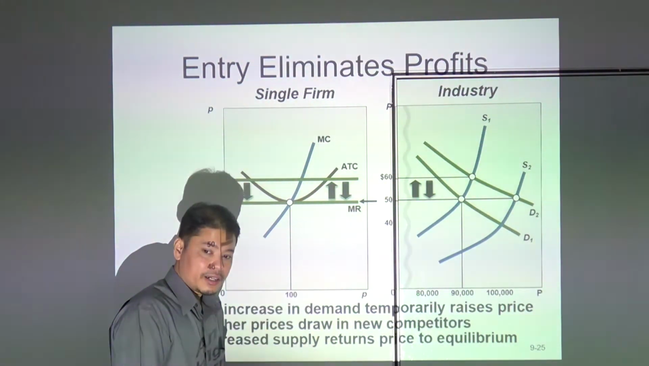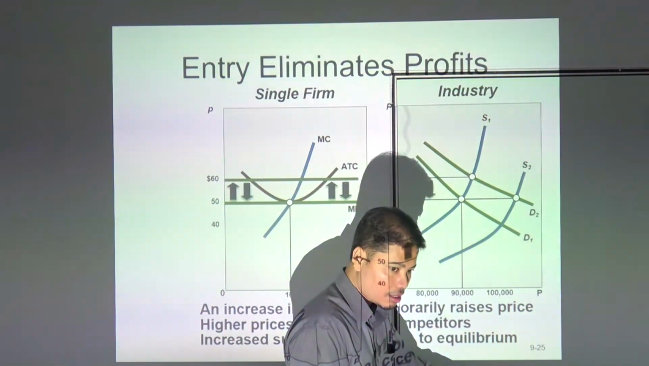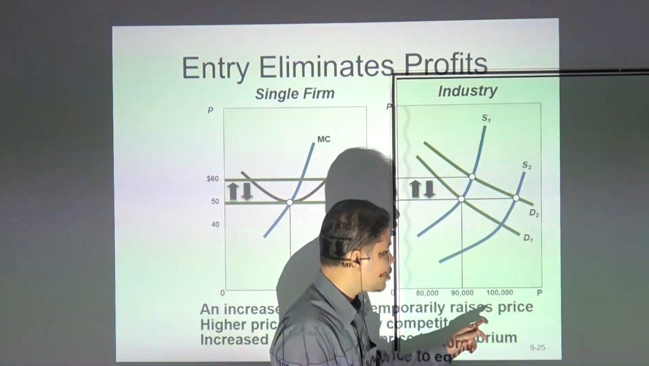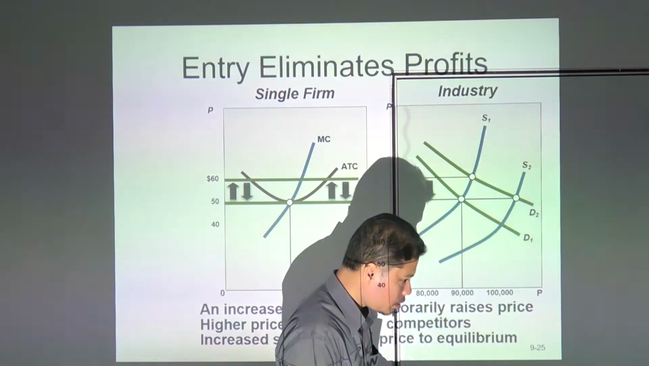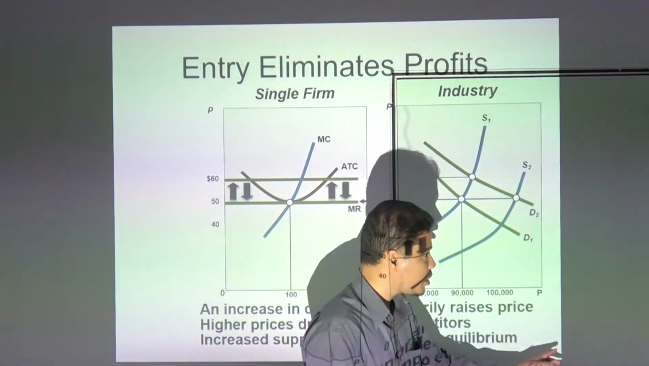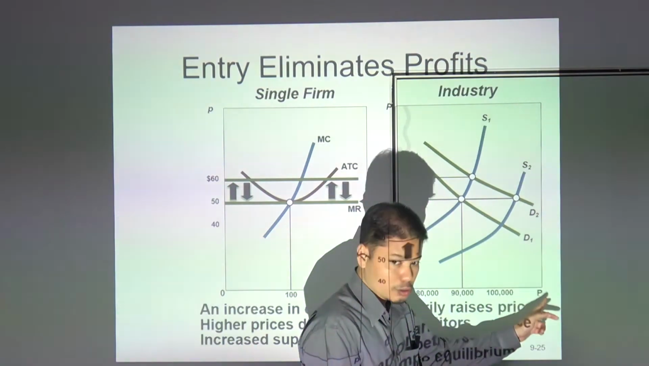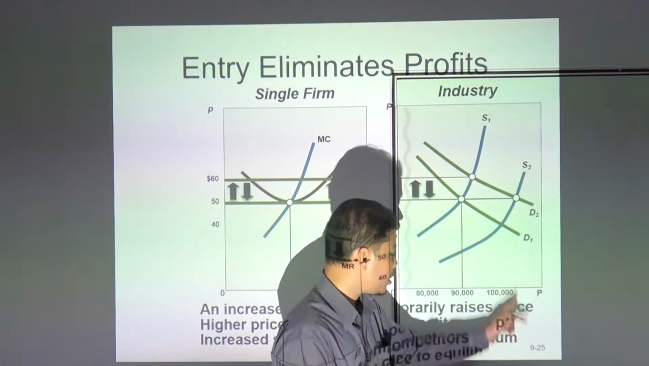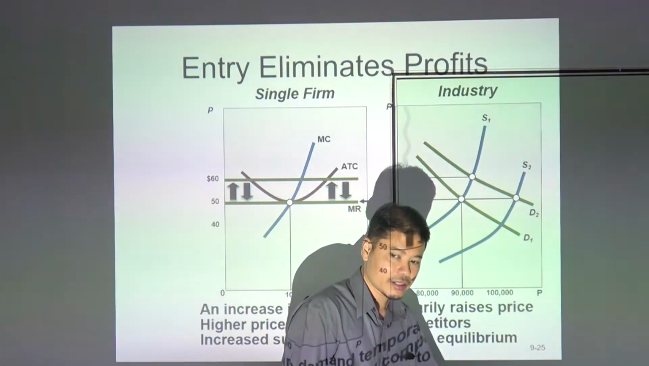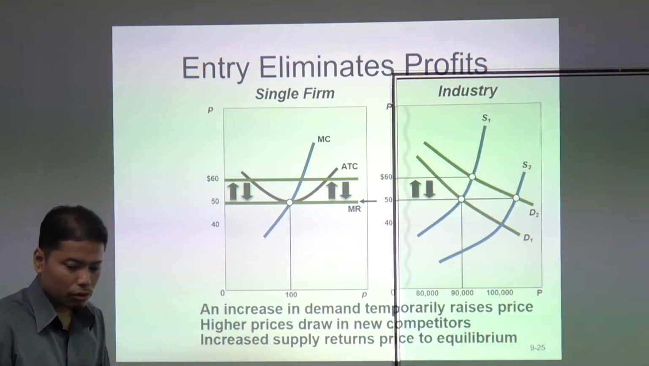However, the new equilibrium will be at a larger size. Before this, the equilibrium size of the industry was at the intersection between D1 and S1, maybe 100,000 units. But now the new equilibrium size of the industry will be the intersection between D2 and S2. Even though it is at the same price, it is at a much larger equilibrium quantity. In other words, the size of the industry has expanded.